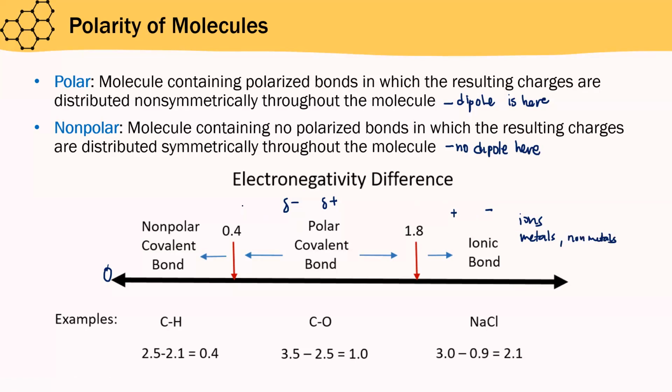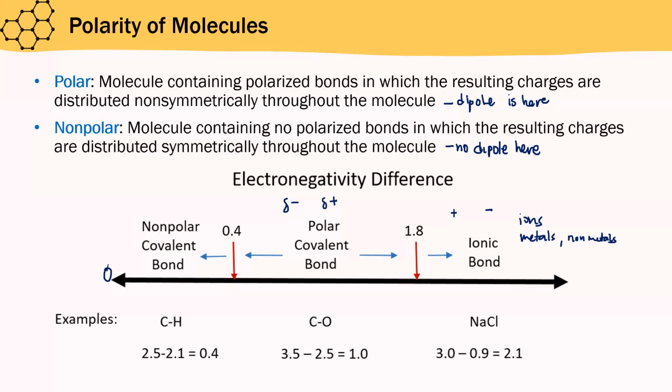But for non-metals that we've been talking about, it's either polar covalent or non-polar covalent. So just remember the differences: 0, 0.4, 1.8. 0 to 0.4, you have a nonpolar covalent bond. Anything beyond 0.4 to 1.8 is a polar covalent bond, and anything beyond 1.8 is an ionic bond.